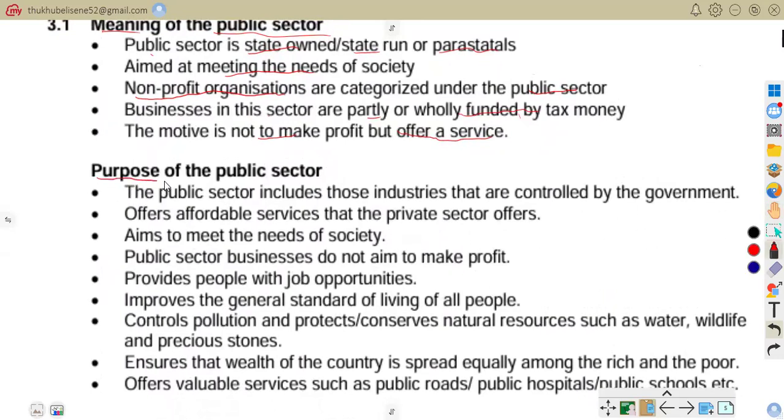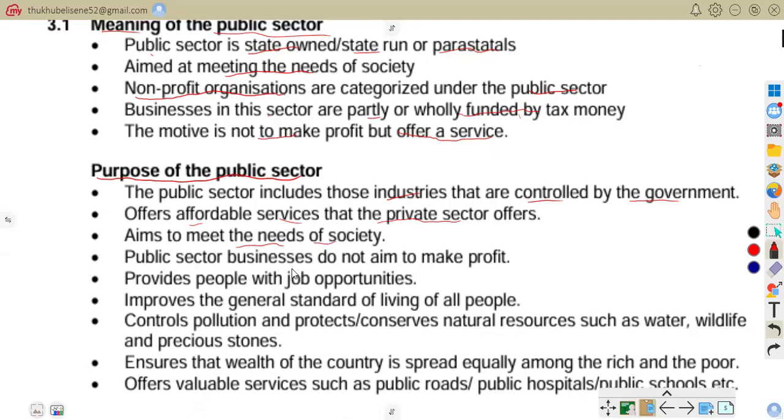Purpose of the public sector. The public sector includes those industries that are controlled by the government. The government manages operations, for example, public transport systems. It offers affordable services, cheaper than private ones. We can talk of public hospitals, where you are not going to pay anything. It aims to meet the needs of society and provides essential services, like water, electric supply, and the like.